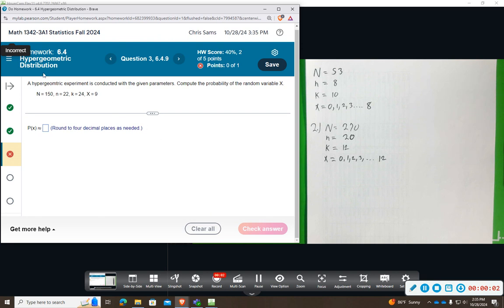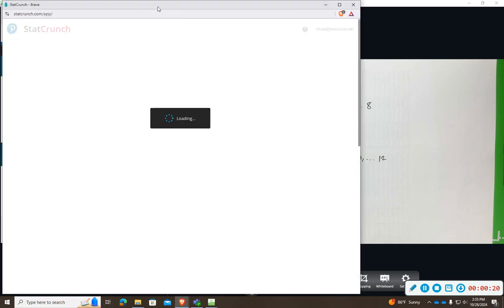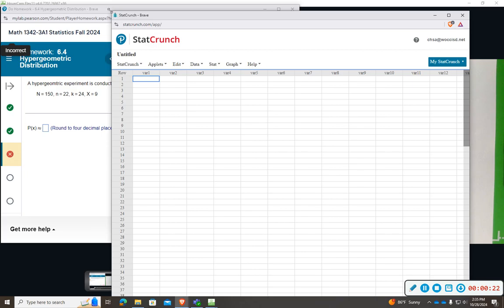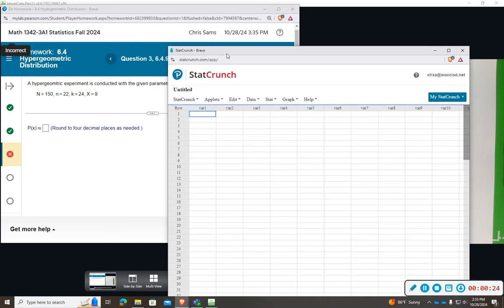All right, number three. This says a hypergeometric experiment is conducted with the given parameters. We're going to compute the probability of the random variable x. So we're going to use StatCrunch. It's a bit by hand, but we just want you to be able to compute it here. So I'm going to shrink this a little bit so I can see the parameters.